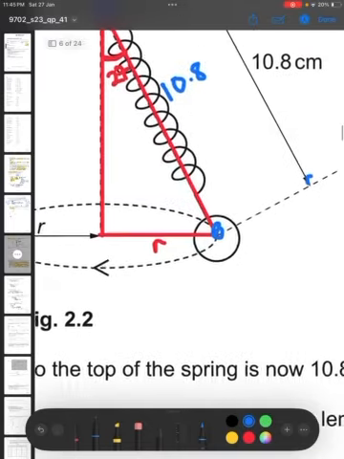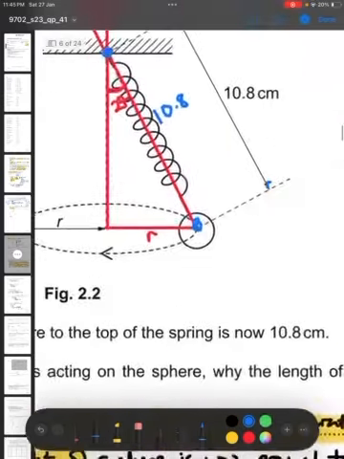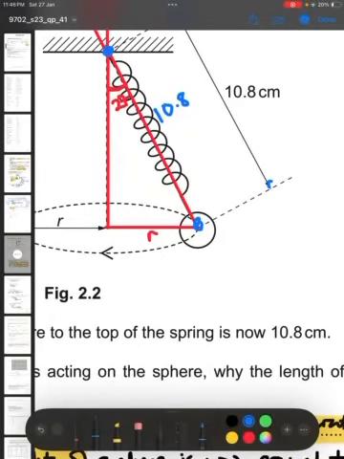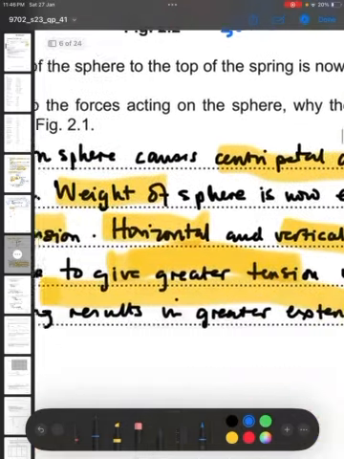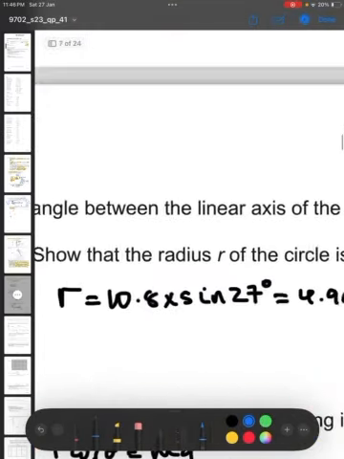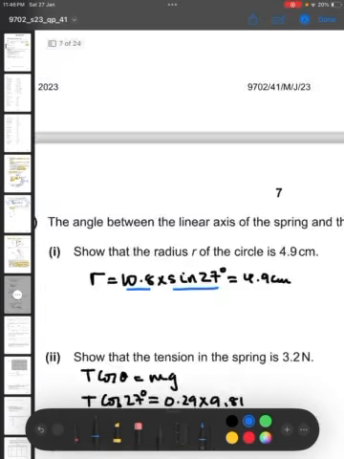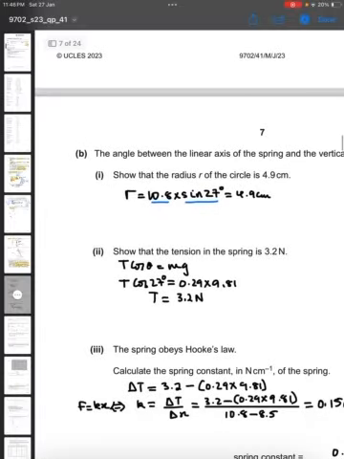So what do we do there? It is obvious that we have to use sine 27 equals opposite, which is the radius, over hypotenuse, which is 10.8. Then we multiply both sides by 10.8, which is what I did here. So I said the radius is 10.8 multiplied by sine 27. So you must know where it comes from. We don't need to memorize, which gives us 4.9.